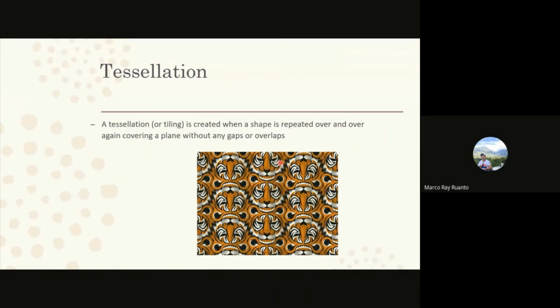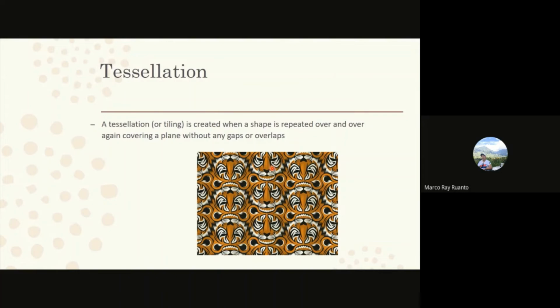Okay, here is an example of tessellation. Tessellation is when a shape is repeated over and over again, covering a plane without any gaps. Let's say, for example, this is the head of a tiger. The head of a tiger is being replicated again, and there are some patterns here. If we look at each shape, there is no gap between them, and there are also no overlaps. So that is what is happening in tessellation.